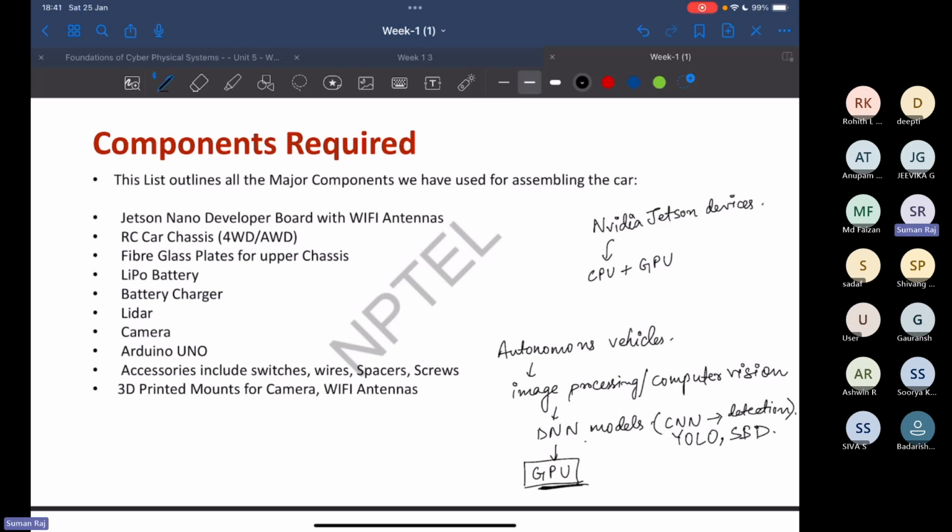So if you run one DNN model on a CPU and it takes 10 seconds, on a GPU it may take about 1 second, depending on how powerful your GPU is, because it does a lot of the parallel processing that images require, right? These NVIDIA Jetson devices have a CPU on board and a GPU on board also, and they are very powerful even though they are very small, about the size of a Raspberry Pi.